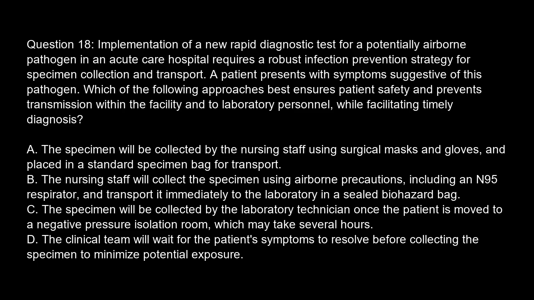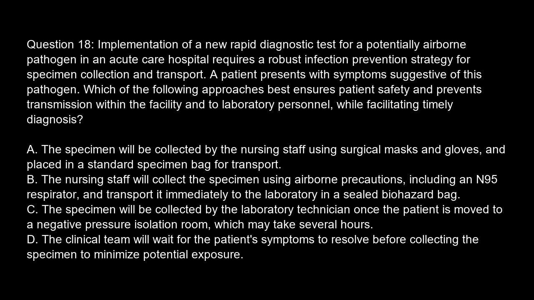Question 18. Implementation of a new rapid diagnostic test for a potentially airborne pathogen in an acute care hospital requires a robust infection prevention strategy for specimen collection and transport. A patient presents with symptoms suggestive of this pathogen. Which of the following approaches best ensures patient safety and prevents transmission within the facility and to laboratory personnel, while facilitating timely diagnosis?